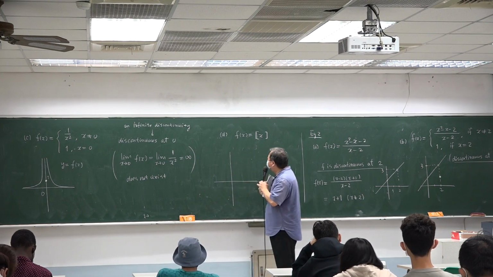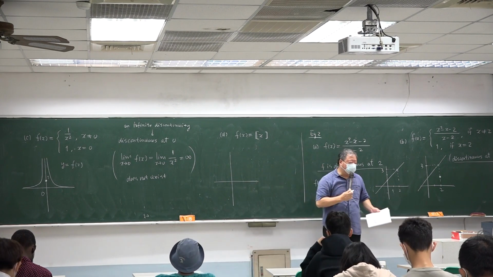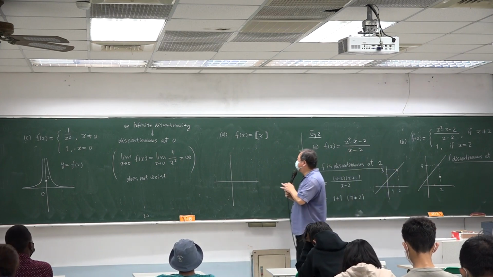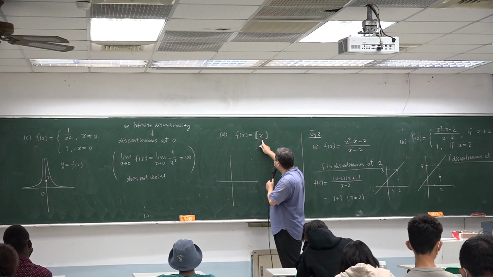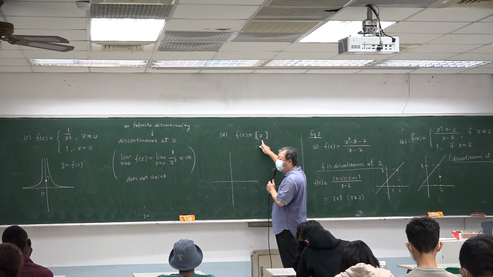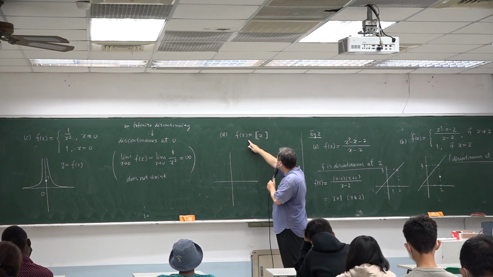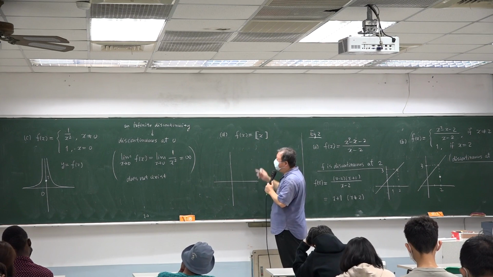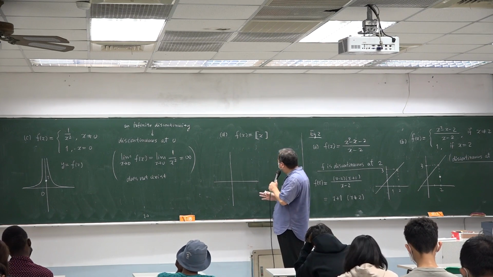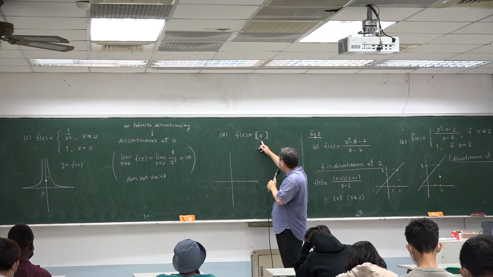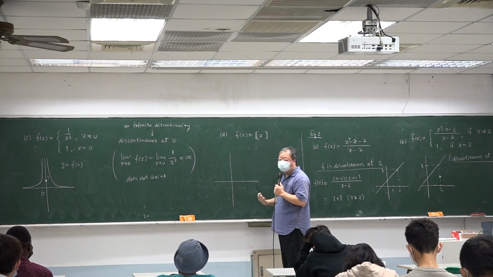D. The function f now is the greatest integer function. This symbol stands for the greatest integer of x, which means the value of f at x is an integer which is less than or equal to x, but the largest one.